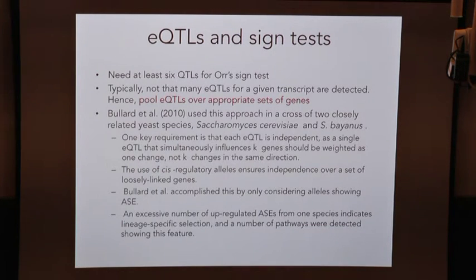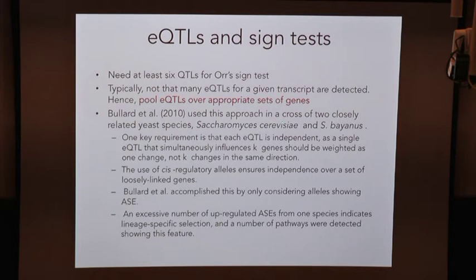You need 6 or more. So what people do is they take families of transcripts. Here are all the genes that are involved in sporulation. Let's look at all the QTLs for the genes involved in sporulation, and let's look at line 1 and look at the eQTLs, look at their effects. Let's look at line 2, look at their effects, and then simply do a sign test by pooling those.